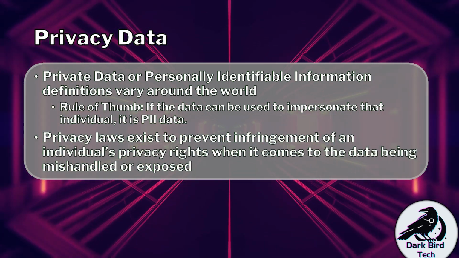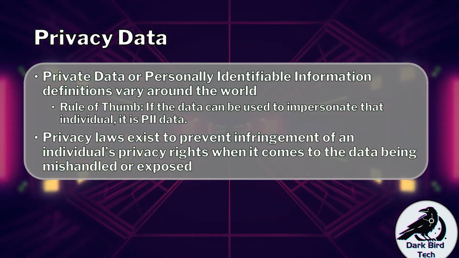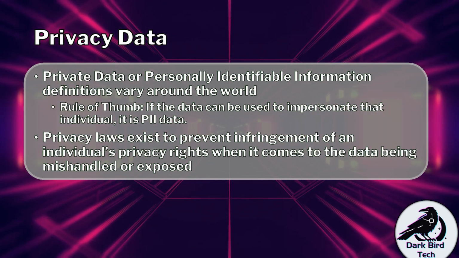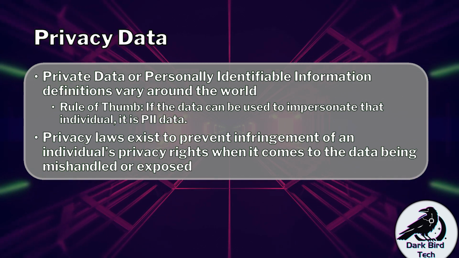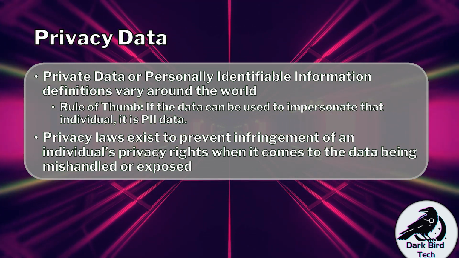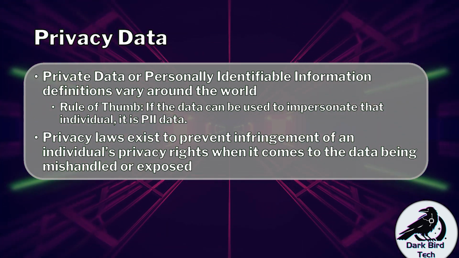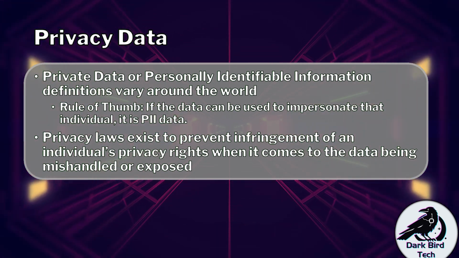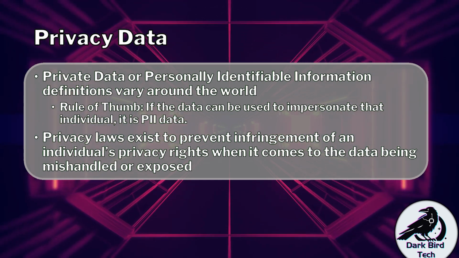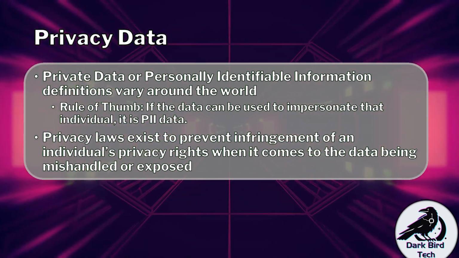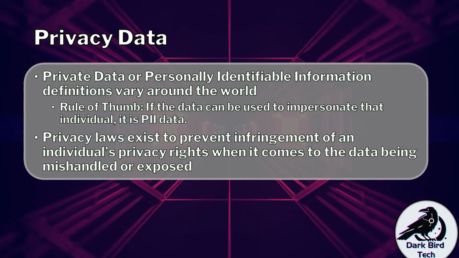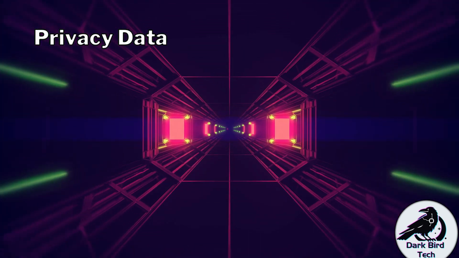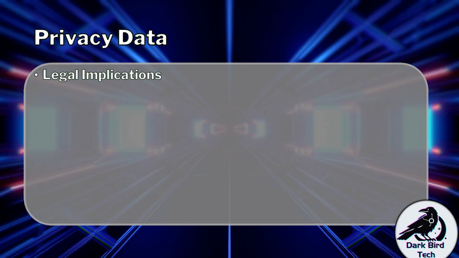Now, privacy laws are going to exist to protect that data. They're there to prevent infringement on the individual's rights when it comes to that data being mishandled or exposed. Privacy laws do not prohibit the collection and the processing and the storage of personally identifiable information. They regulate it and deal with repercussions if mishandled. That's worth understanding. So, let's talk about some of the legal implications.